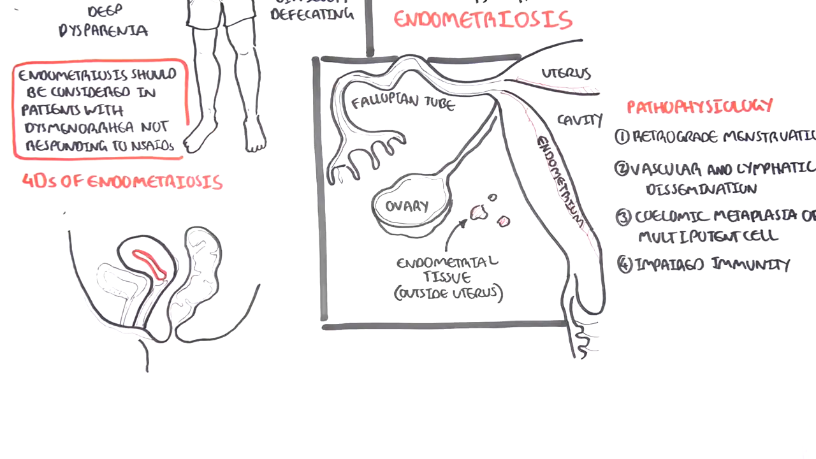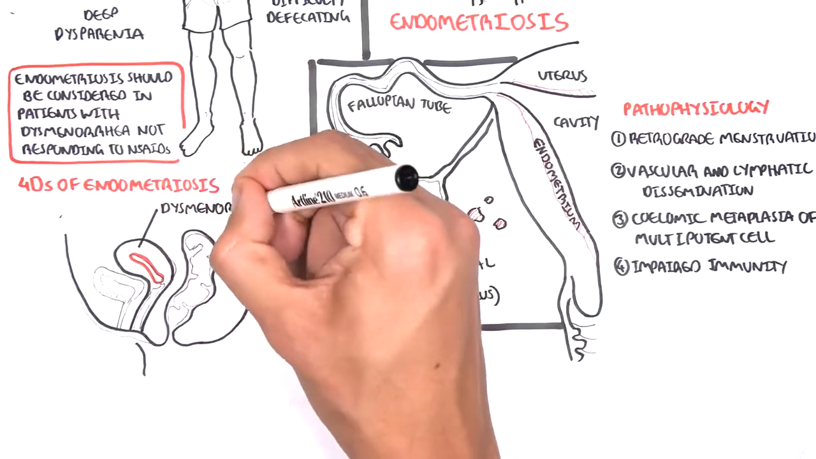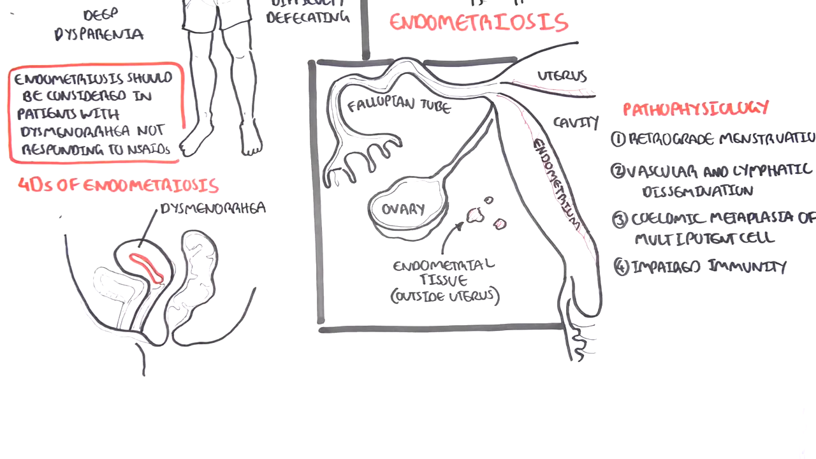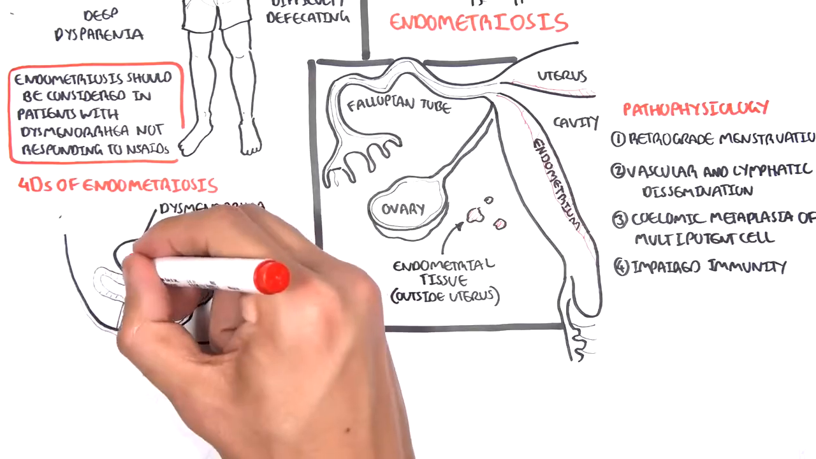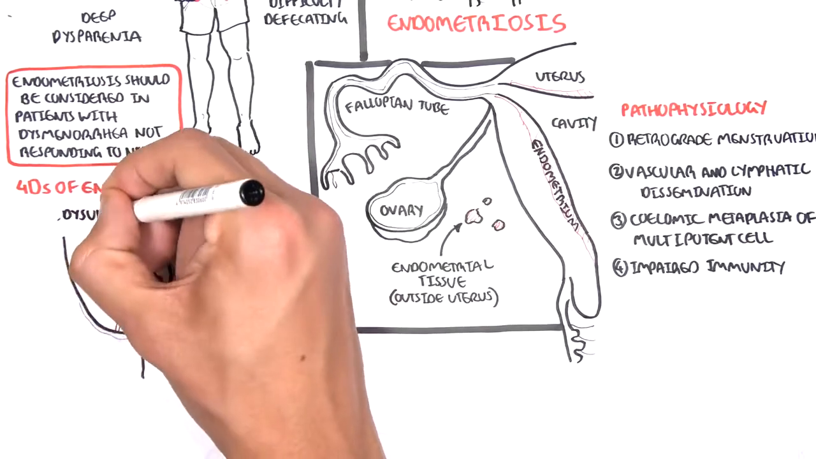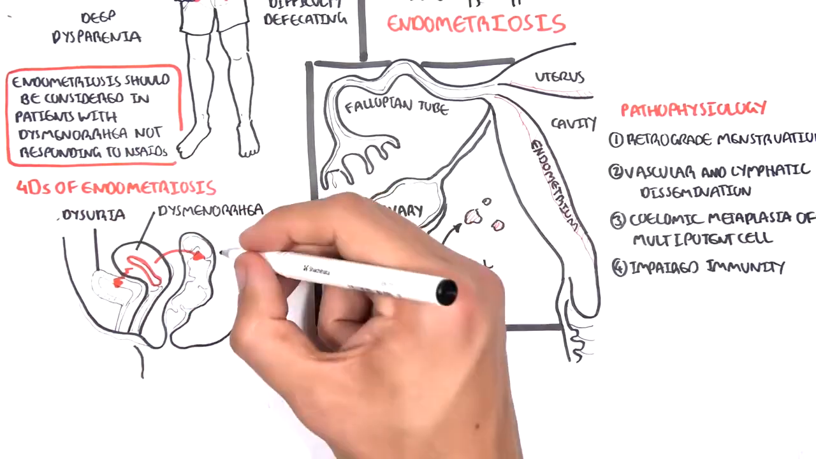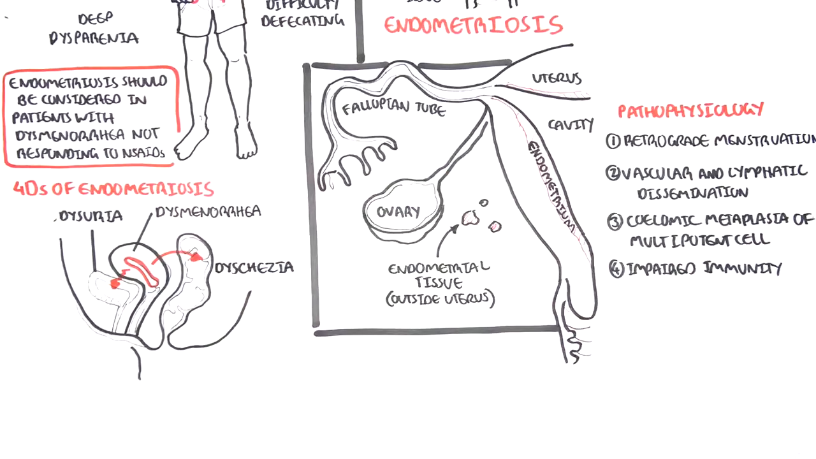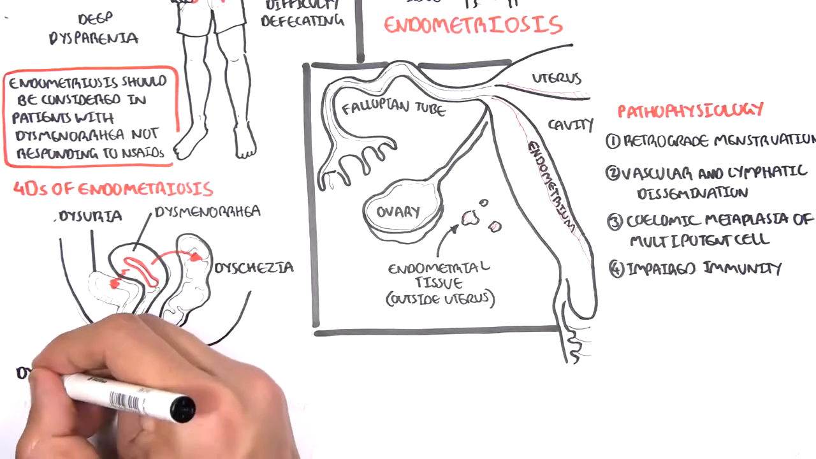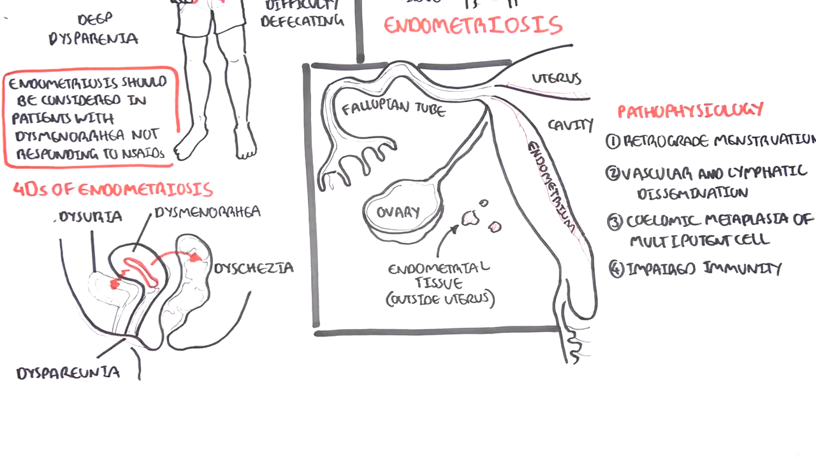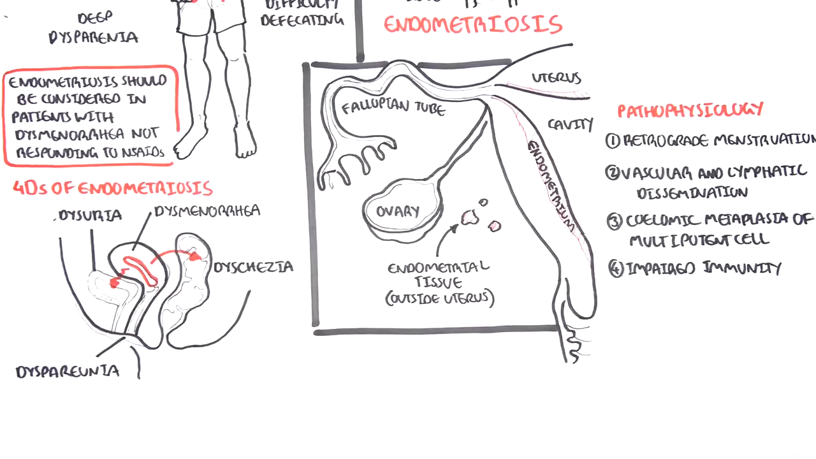The first D is dysmenorrhea, which is essentially painful, heavy bleeding. Dysuria, which is pain urinating, if there is ectopic endometrial tissue on the bladder, for example. There's dyschezia, which is pain or discomfort upon defecation, and this is usually if there's ectopic endometrial tissue on the bowel or the rectal area. And the final D is dyspareunia, which is pain during sexual intercourse.